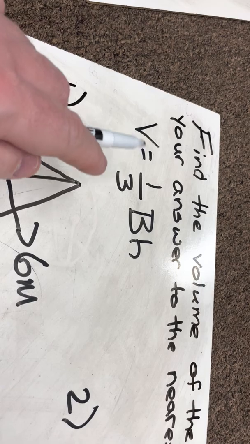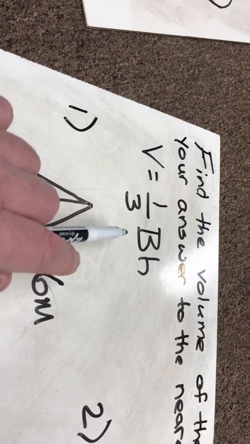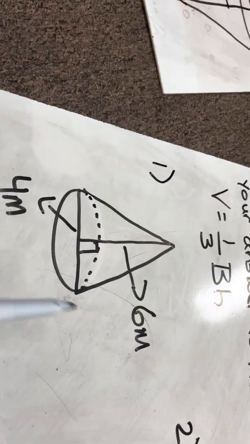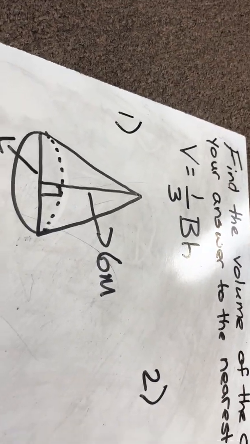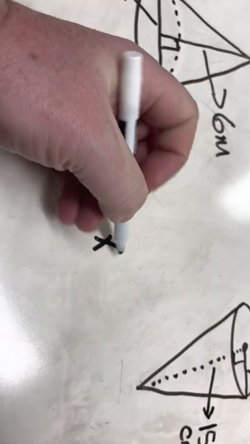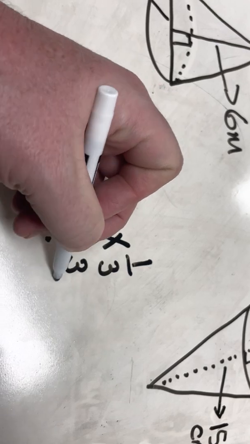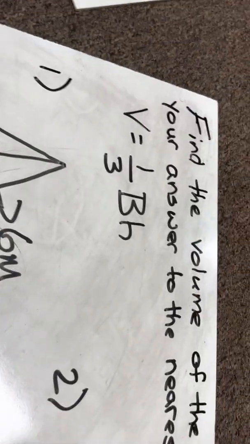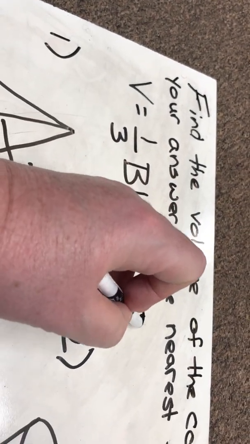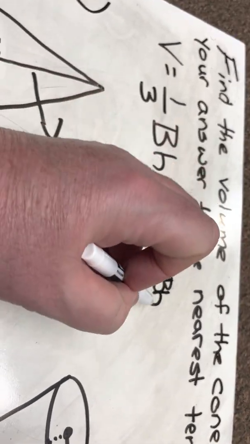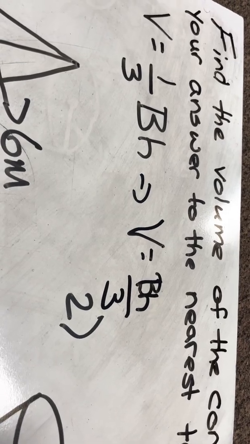For the volume of a cone, the formula is volume equals 1/3 of the area of the base, because that's the capital B. The base is a circle, so we'll remember that, times the height. Now remember, when we multiply something by 1/3, it's the same as dividing it by 3. So another way to look at this formula would be volume equals the area of the base times the height, and that whole thing divided by 3.